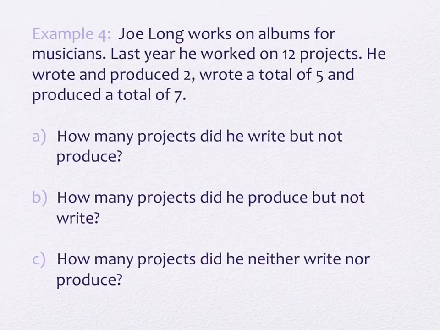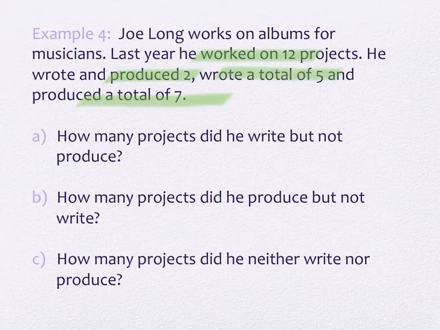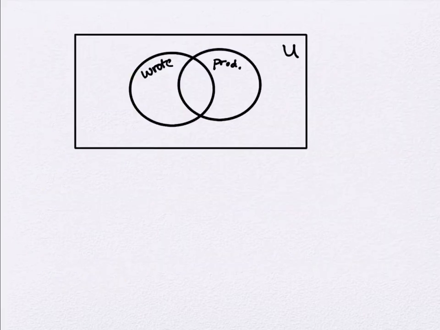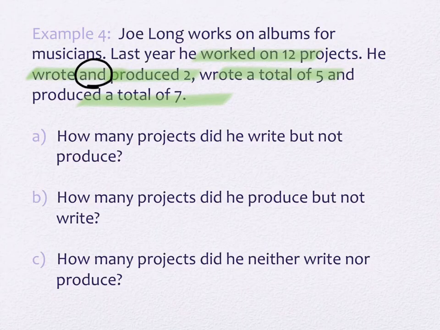Now taking a look at the pieces, actually I think it's got 4 pieces of information I'm given: he worked on 12, he wrote and produced 2, sorry I said wrote and produced 2, my bad, and then wrote 5 and produced 7. Which of those pieces of information is the most helpful place to start? And the reason is the word and, right, Hannah? Wrote and produced means it's an overlapped piece. So in my overlapping region of wrote and produced, I have a 2. Does that make sense for everybody? Okay, so I've done this one.